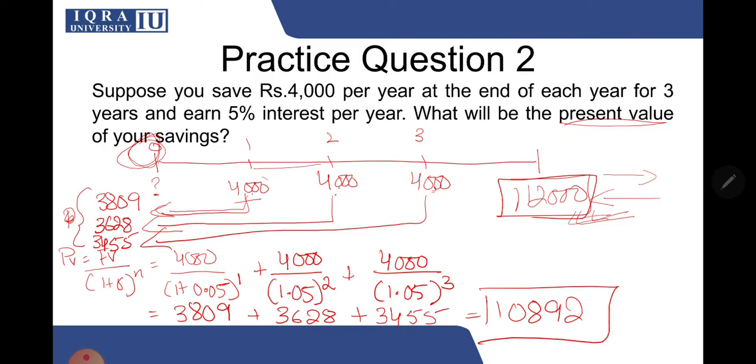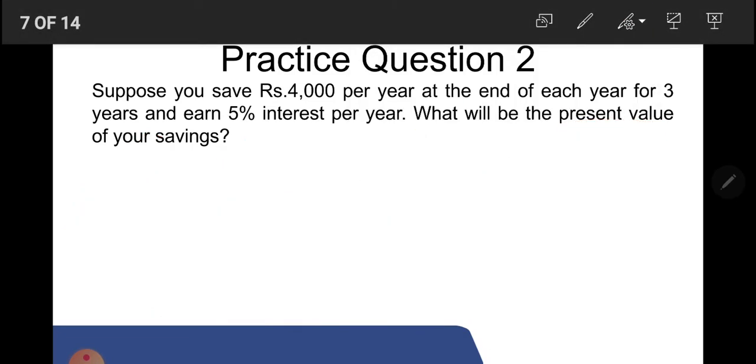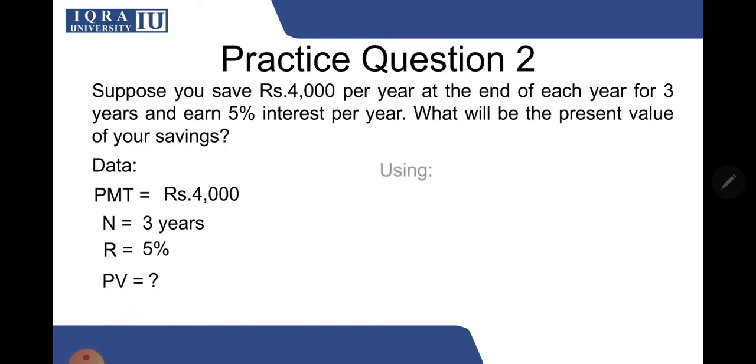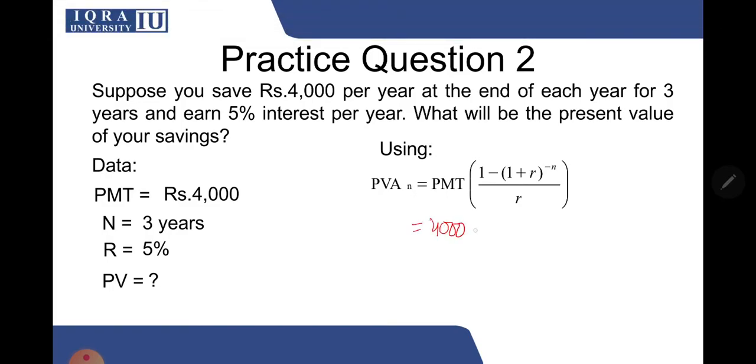Now we are going to use the annuity formula, and you will see that you will still get the same answer, and that formula is easier to use and it's a shorter way of doing your questions. So I'm going to erase all of this. So our data is that the PMT is 4,000, the N is 3 years, the R is 5%, and we want to find out the present value. So for this purpose, we are going to use the present value formula. So over here we have a PMT of 4,000. The interest rate is 5%. N is 3.